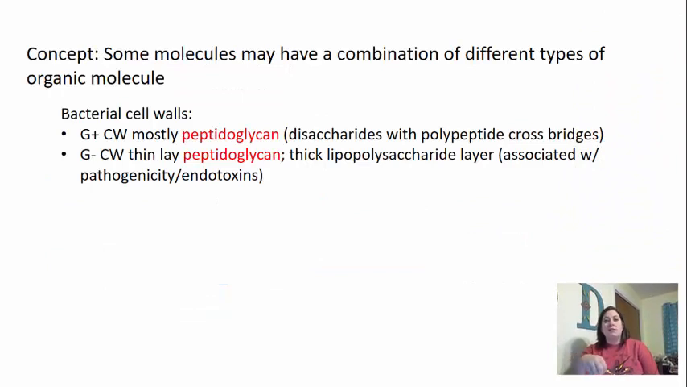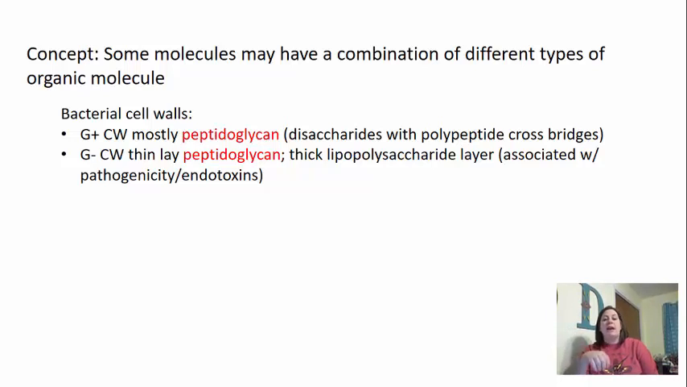So some molecules may have a combination of different types of organic molecules. So when we look here, bacteria cell walls could be gram-positive. This means they have a cell wall with mostly peptidoglycan. If we break down peptidoglycan, it means it has disaccharides with polypeptide cross bridges. So it's got a little bit of a complex sugar with a complex protein.